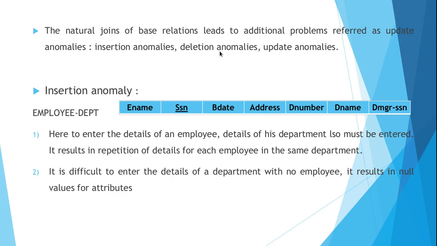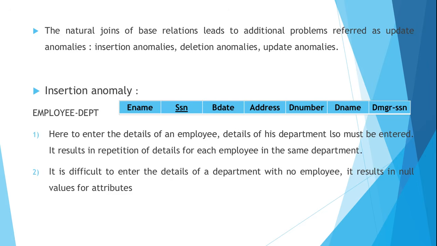We will see that when you store joins of base relations as another relation, it may cause insertion anomaly, deletion anomaly, and update anomalies. These are the drawbacks of storing the join of base relations to form a new relation. We will see each one. First one is insertion anomaly.